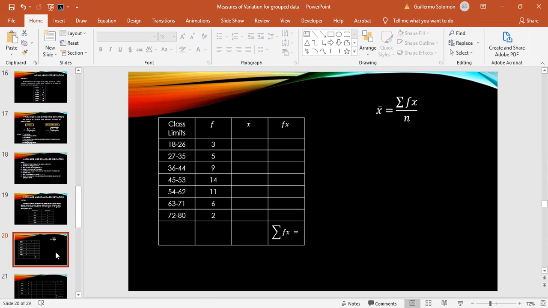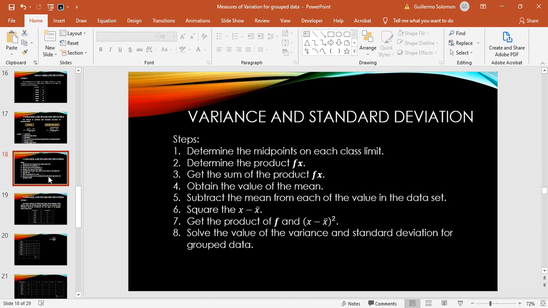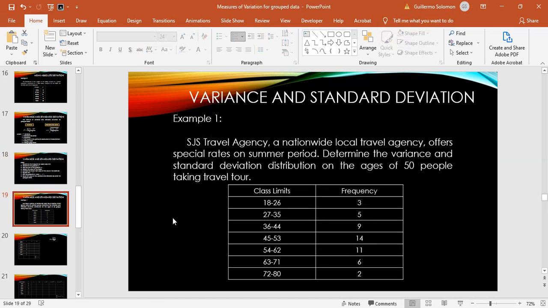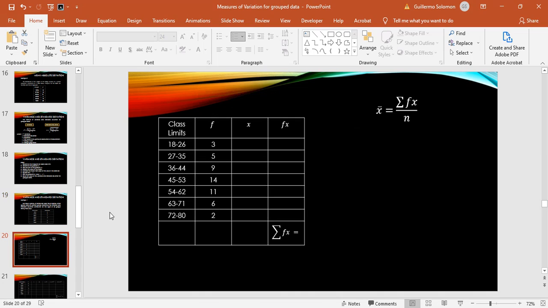Okay? So, sabi sa first step here, determine the midpoints of each class limit. Okay? So, ang gagawin lang natin dito, yung first step dito is getting the mean of the said distribution. Kukunin lang muna natin yung mean ng isang distribution. So, ito, na-transfer na natin dito, kung saan yung ages, ito yun, yung class limit natin.